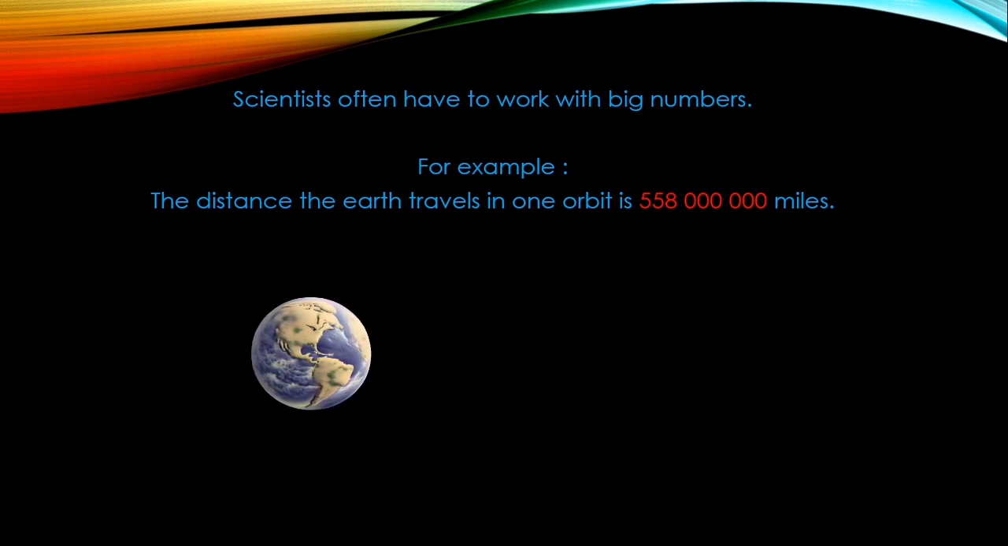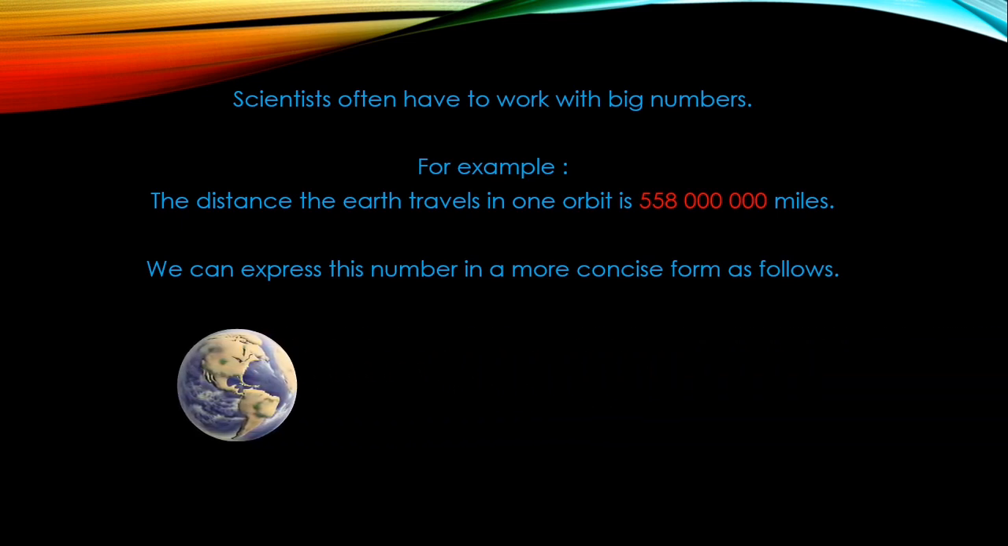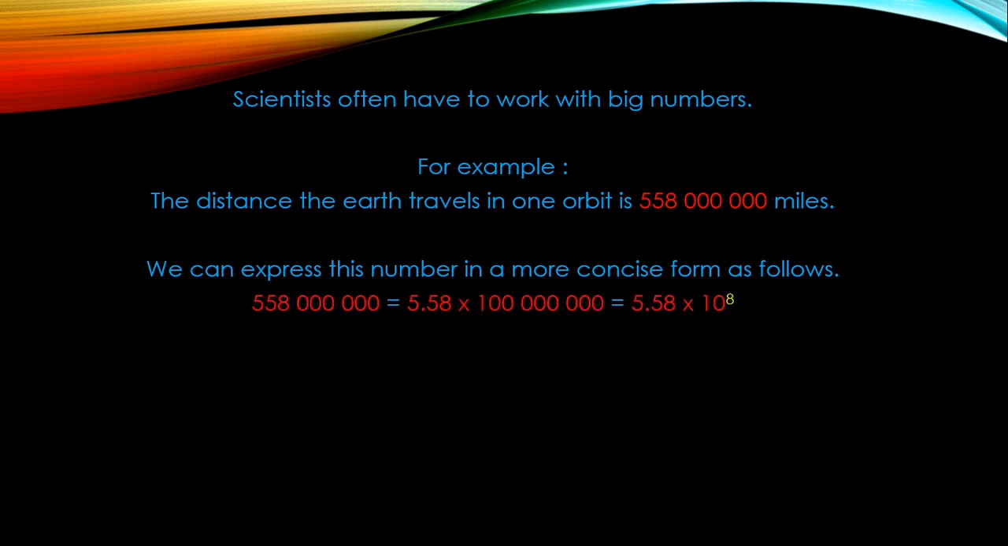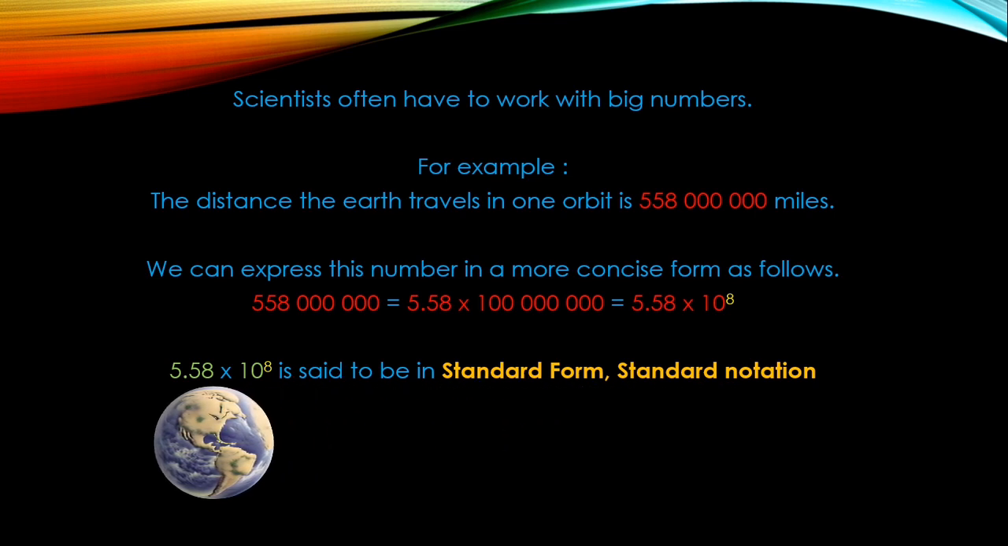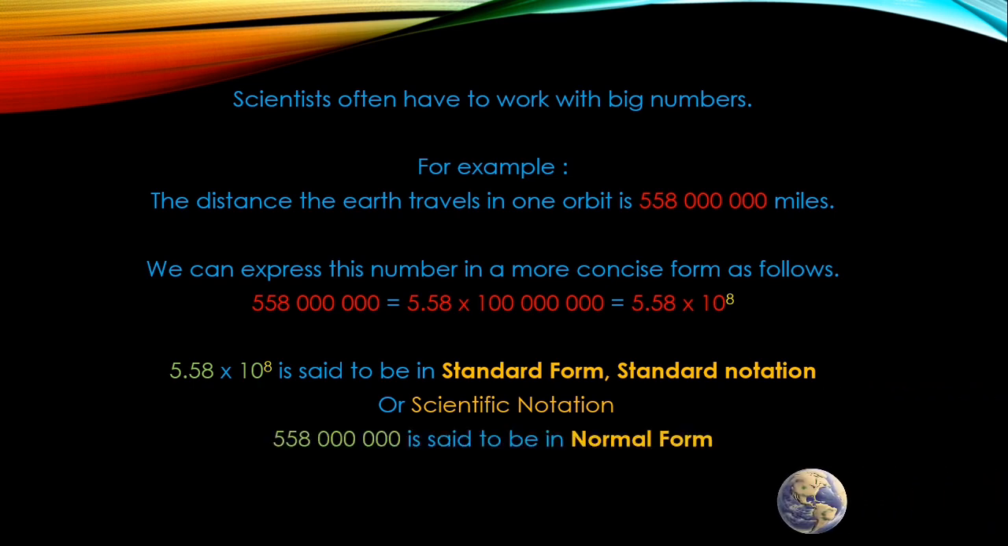That is its pathway around the sun. We can express this number in a more concise form to avoid ambiguity and the tediousness of writing a very large and complicated number with a lot of zeros. We can simply convert it to standard form. It will become 5.58 times 10 to the power 8. So this number is now written in what we call standard form, standard notation, or scientific notation. That ordinary number is said to be in normal form.